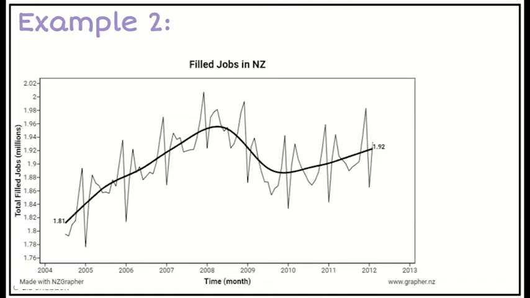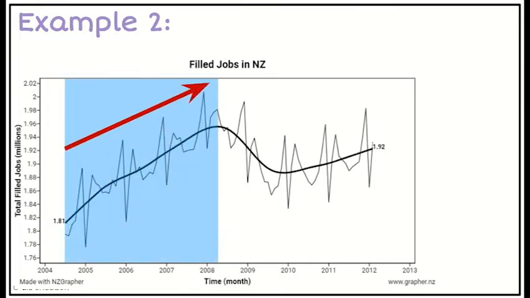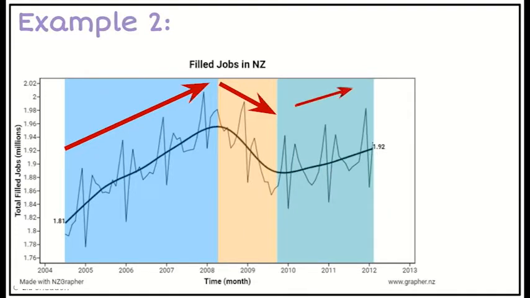Let's have a look at this one, and this is a different graph. This is looking at how many jobs were filled in New Zealand between 2004 sometime and about 2012. If I look at that first section, the trend is increasing. Then in the next section, the trend goes downwards, and in the last section it rises again. Not as steeply as the first section, but it rises again. So those are the 3 sections we want to split the graph into.